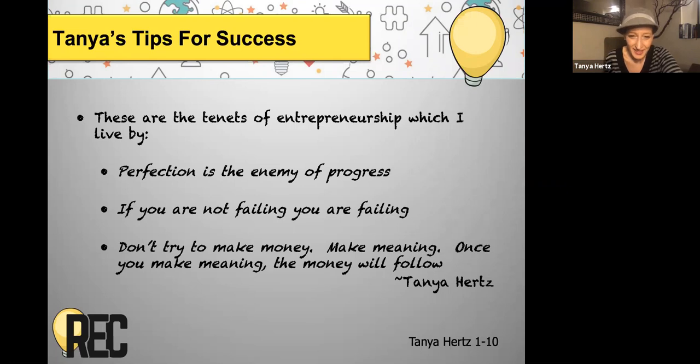I just thought I would add a couple tenets of entrepreneurship that I live by. Those of you who know me have heard me say these things time and again. Perfection is the enemy of progress. Don't be perfect. Just get it done. Just show up. Be the one who actually gets there and does it. Be the one who's not afraid to pitch.